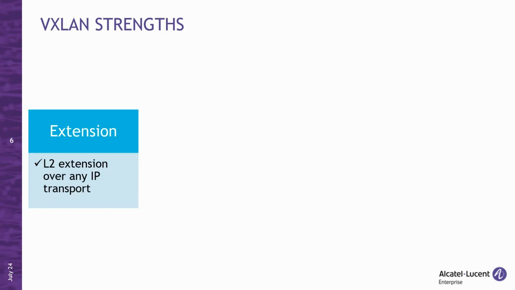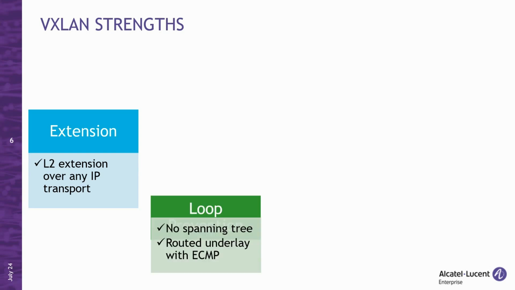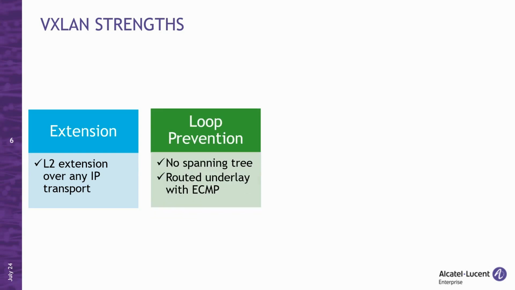First is the ability to extend layer 2 over layer 3 boundaries, and layer 2 extension is key for use cases in data center, such as vMotion, and in the case of campus network for IoT and Wi-Fi roaming. Second, it's not required to run spanning tree protocol on your core network, since the underlay can use a dynamic routing protocol for loop avoidance.